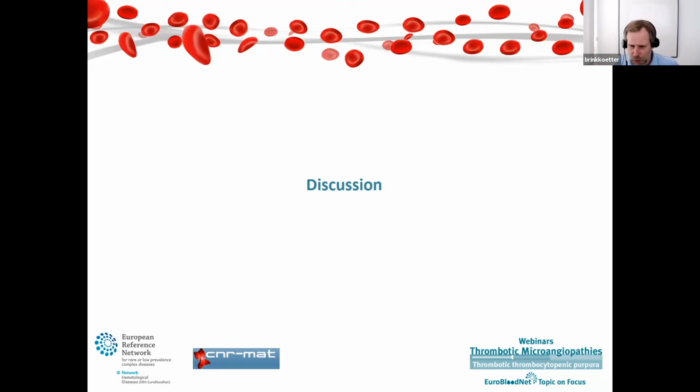So now there are a few more. Is there any information about ADAMTS13 activity levels from the plasma of donors used in TTP? It's not routinely measured, and since it's derived from healthy donors, I would assume normal levels, but it's not routinely tested.